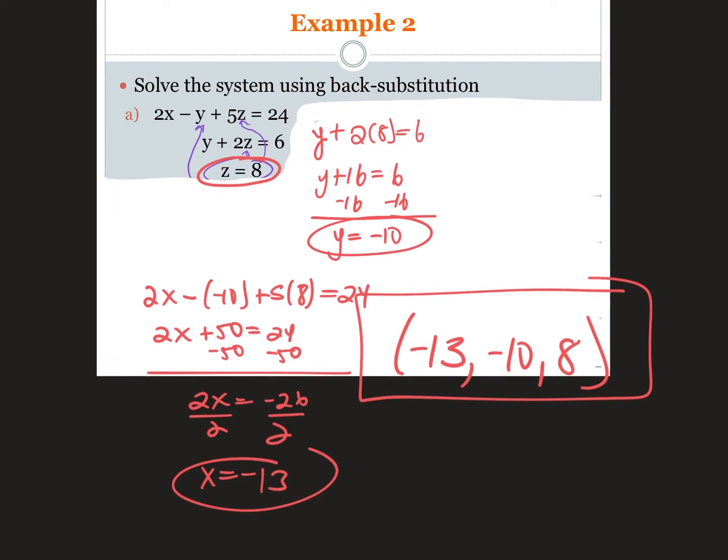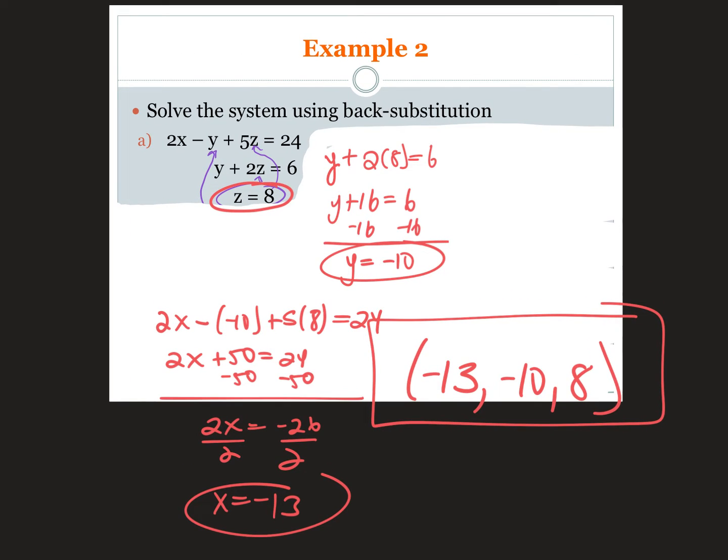What do I do to make sure that I'm right? I would take all 3 of those and plug it into the top equation. Just make sure it makes your equation true. Questions?